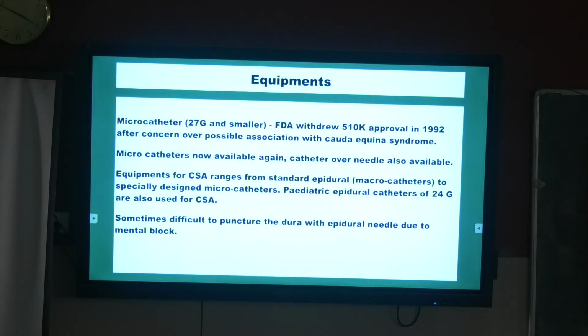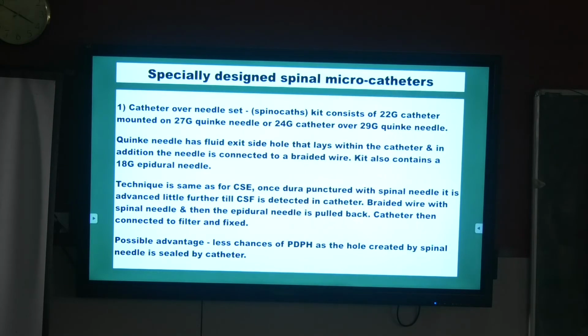Equipment: micro-catheters were previously banned due to cauda equina syndrome, but now they are available again. Equipment can be either macro-catheters like the epidural catheters we use today, or they can be micro-catheters. Even pediatric epidural catheters can be used. Then there are specially designed spinal micro-catheters, catheter over the needle type.